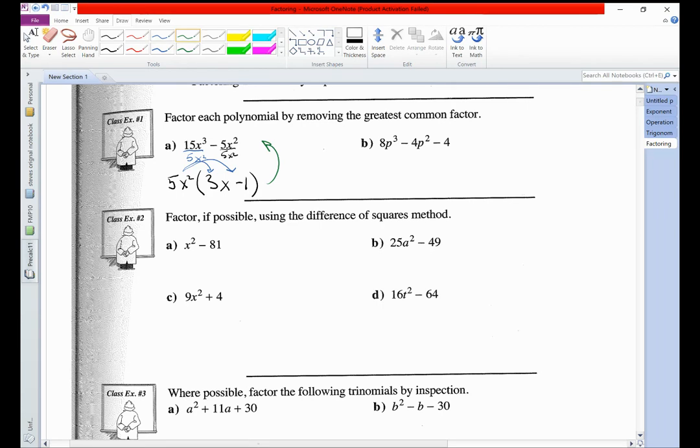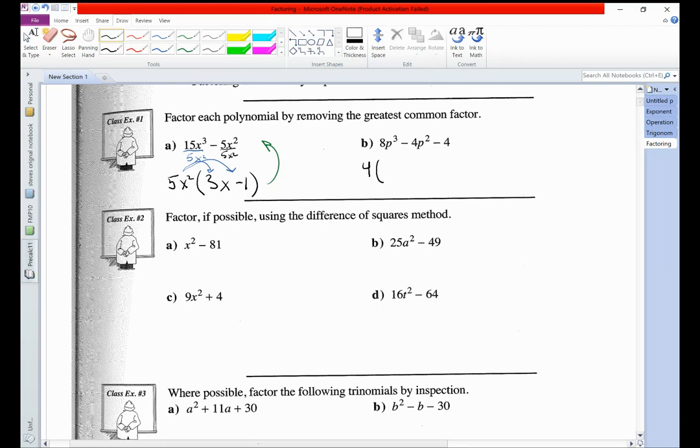In the next one, we have 3 terms, 8p to the power of 3 minus 4p squared minus 4. So what's the biggest number I can divide out of all of those? I can divide 4 out of each of those 3 terms. So that's part of my greatest common factor. Can I remove any variables? Well, there's 3 p's in the first term, 2 p's in the second term, but there's no p in the third term. So I can't remove any variables out of this. So 4 is just the greatest common factor.